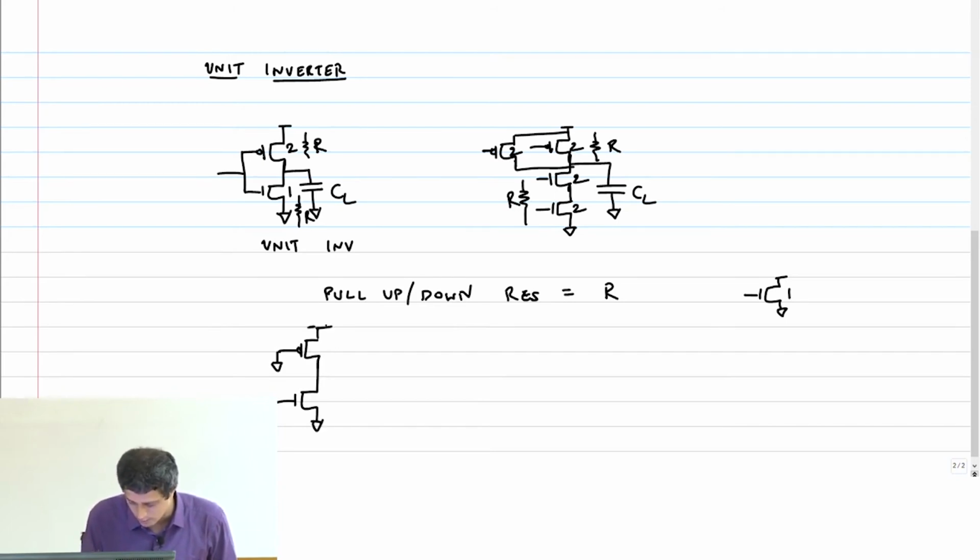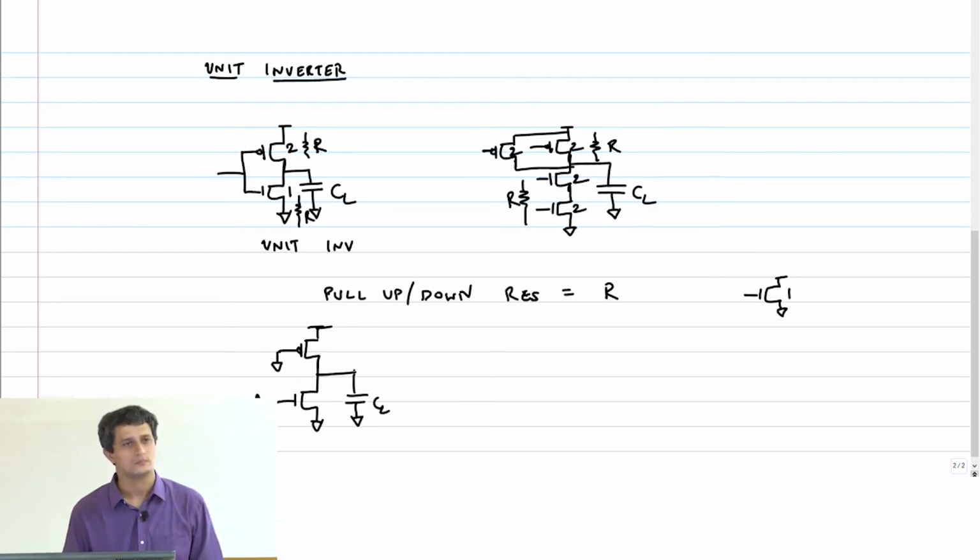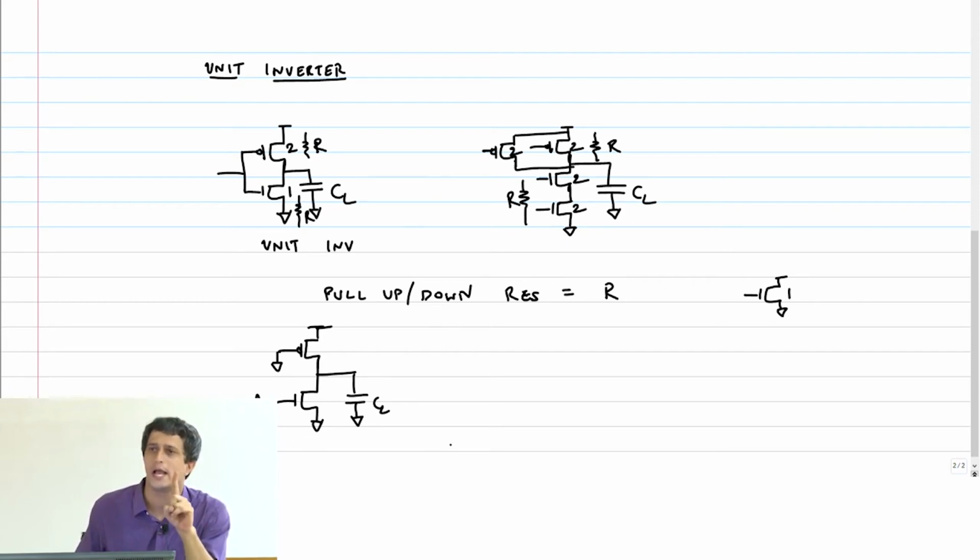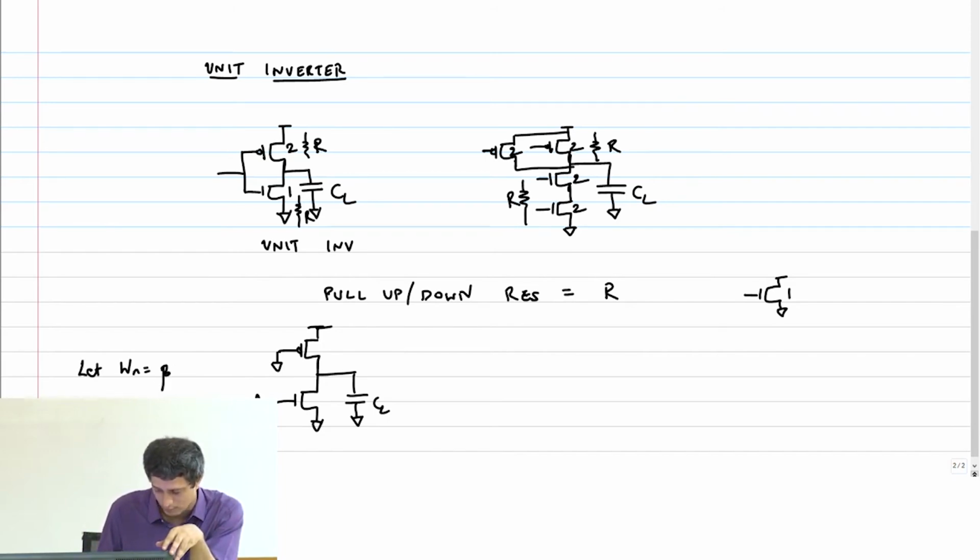I'm going to ground this guy. This is VDD, and this is my output that's driving a load capacitance. We only know one thing, that WP by WN should be alpha. But WN can be anything, and WP will scale accordingly. So therefore, I am going to say let WN equal beta, which implies WP should be how much? Alpha times beta, and therefore this is alpha beta.